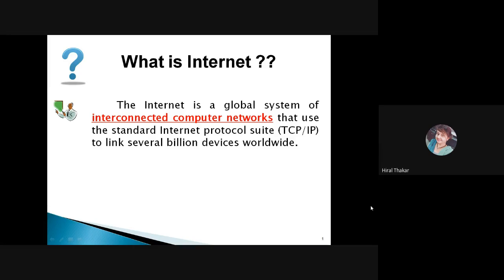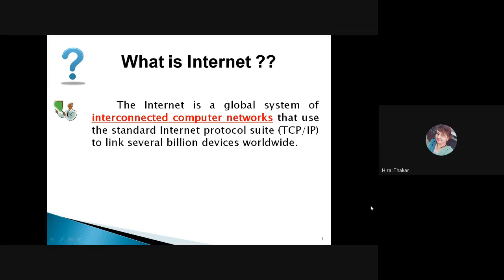So, unit number 1. First, what is the meaning of internet? As I have told you, internet is a global system of interconnected computer networks. We can connect our computer with the internet and it will be a part of a global network. Not only a single computer, but we can connect our private network. For example, in our college there is a lab. The lab itself is a network, so we can connect the entire computer lab to the internet.